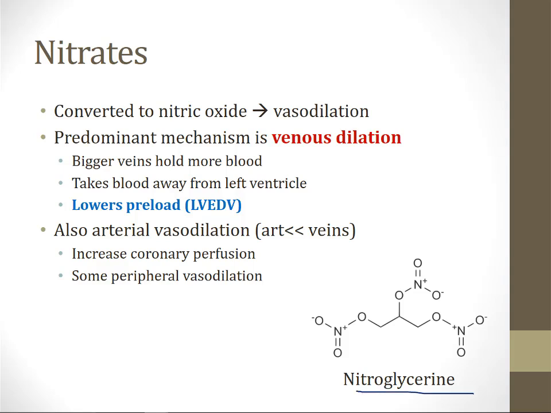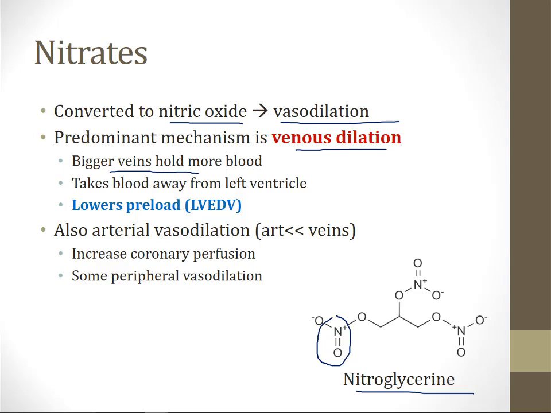Its chemical structure is shown on the slide here, and you can see that it has lots of nitric oxide elements within the molecule. So if you know that, it's easy to remember that nitrate type drugs are all converted to nitric oxide, which then exerts vasodilation on the blood vessels in the body. The predominant mechanism of benefit of nitrates in stable angina is venous dilation. So these drugs will dilate the veins, and bigger veins hold more blood.